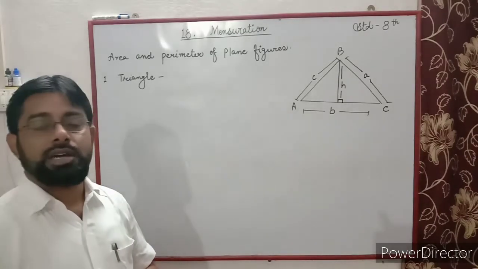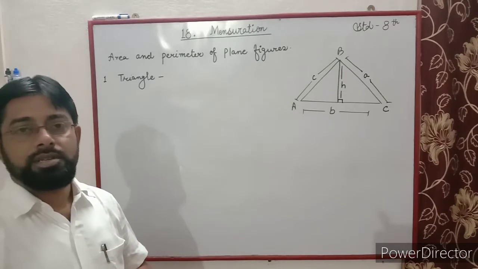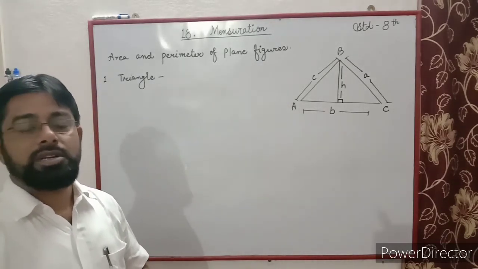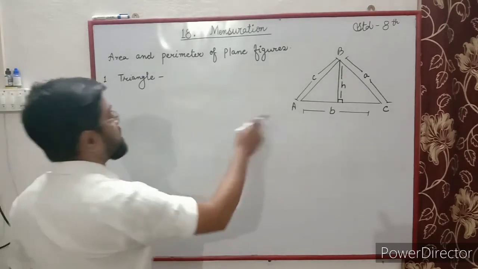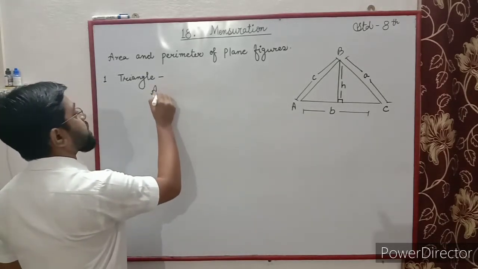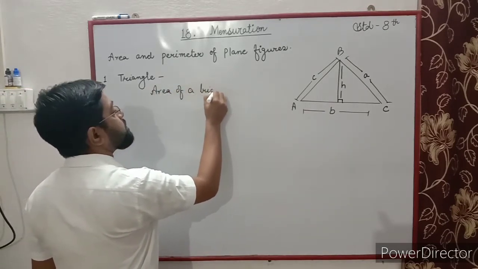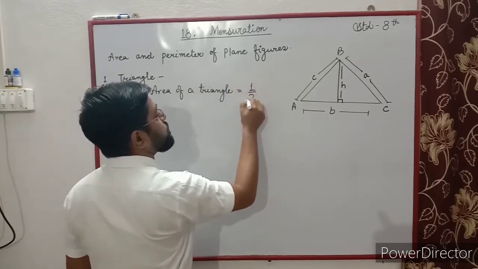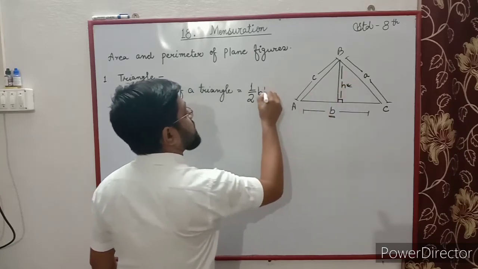Today we are going to start a new chapter, chapter number 18, mensuration. In mensuration, area and perimeter of plane figures. So first of all, triangle. From the figure, area of a triangle is equal to 1 by 2, base is B and height is H.